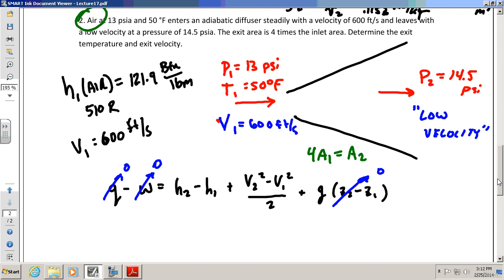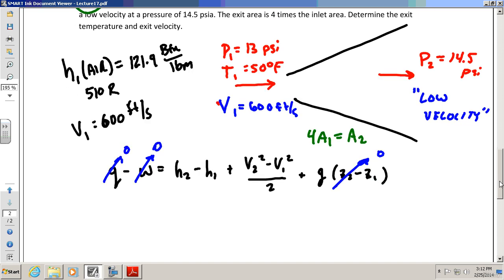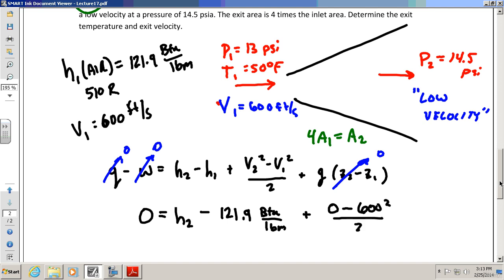So now we can plug in our numbers here. This is going to be 0 equals H2 minus H1, which is 121.9. This is BTU per pound mass. Okay, plus the final velocity is 0 minus the initial velocity is 600 squared divided by 2.